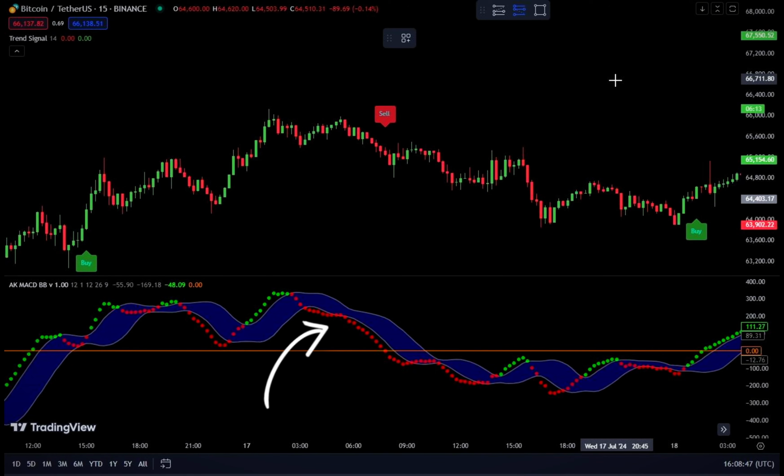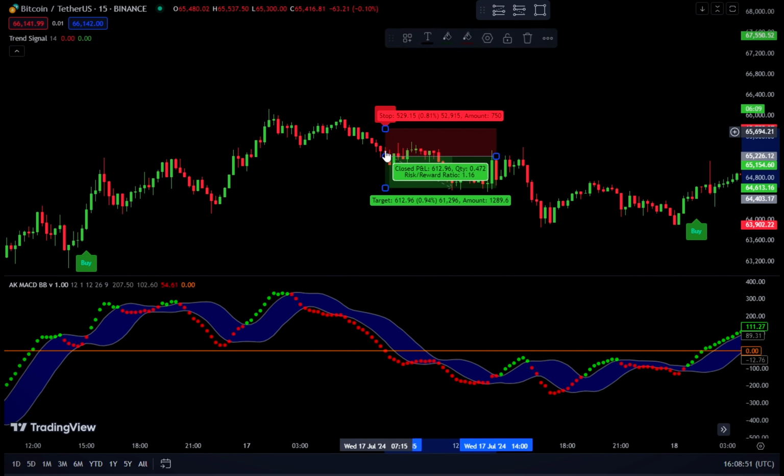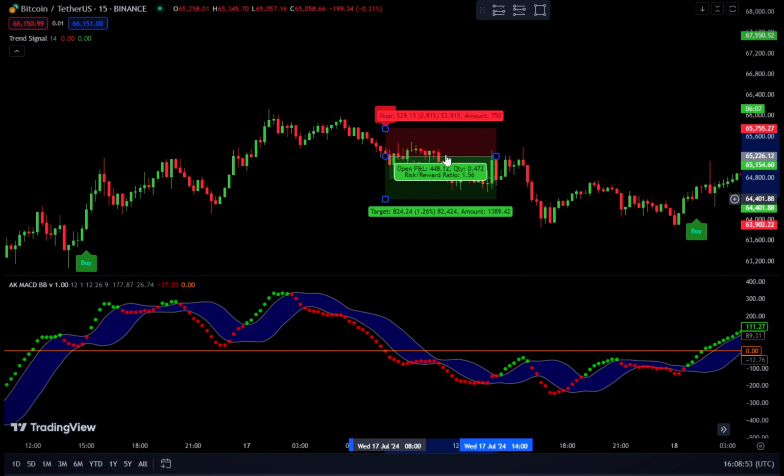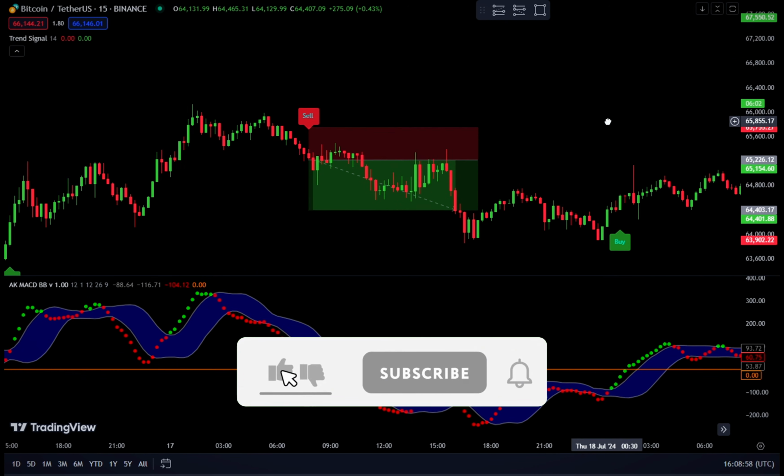As the final confirmation, ensure the candlestick formed is a bearish candlestick. If all conditions are met, you can place a sell order after the bearish candlestick closes. Place the stop loss at the last swing high and target take profit using a risk-reward ratio of 1 to 1.5. That's all for today's video.